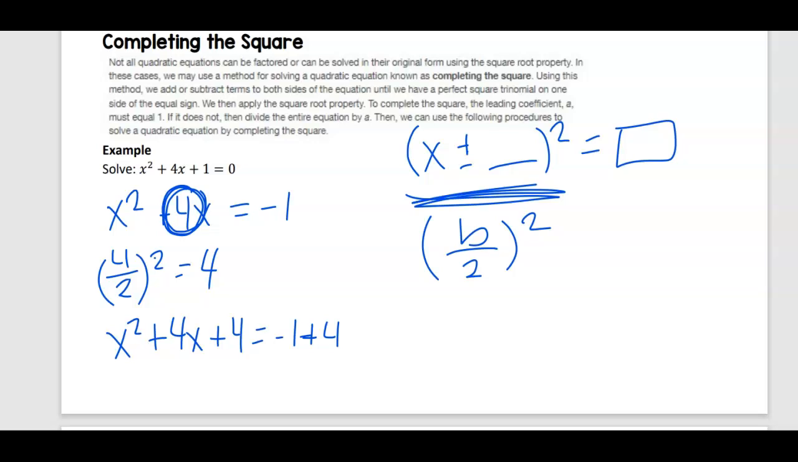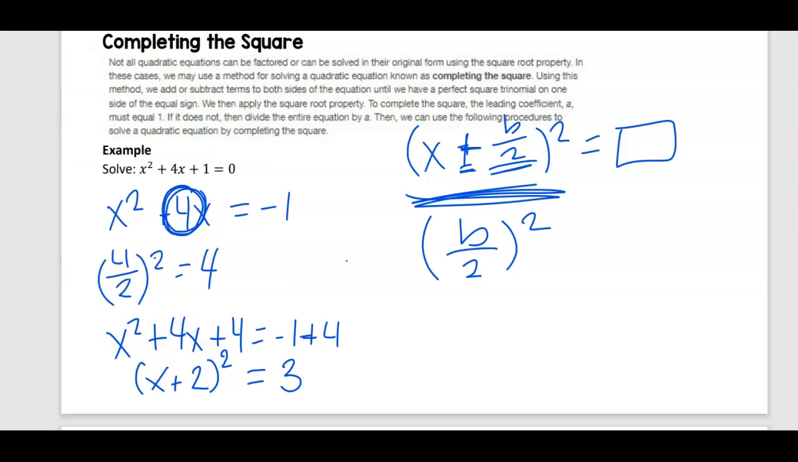When you find this b over 2 squared piece, what actually goes in this plus or minus is b over 2. If you notice on this left-hand side, if I were to factor this, two numbers that multiply to 4 but also add to 4 are 2 and 2, so it is x plus 2 times x plus 2. So x plus 2 squared is my term on the left-hand side, and equals 3 is my term on the right-hand side.